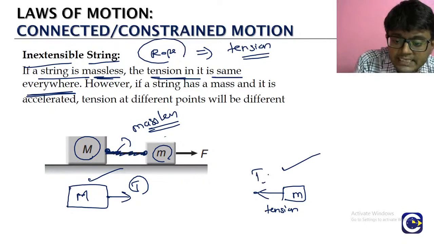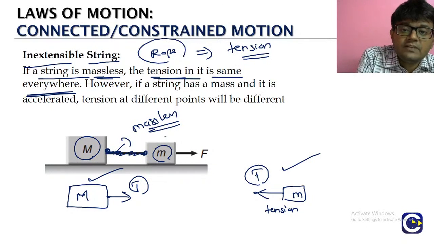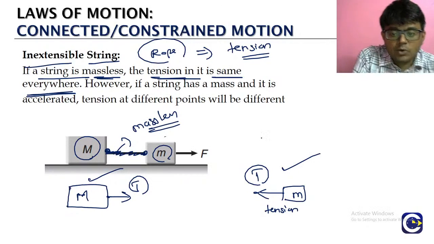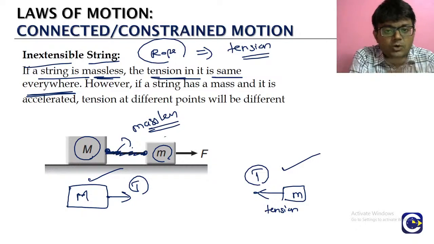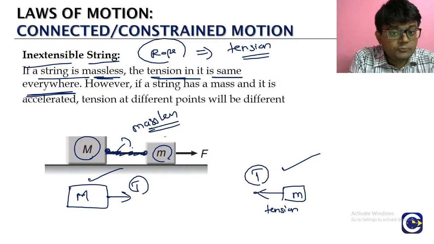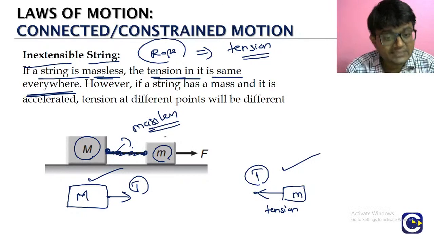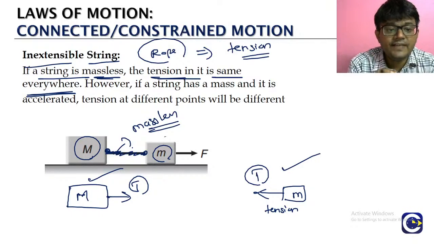Here also, what will be the tension force value? T. Means tension everywhere in the rope will be the same. If you connect two bodies by a rope like this, the tension force acting on both the bodies will be the same, because for a massless string, tension everywhere in the string will be the same.